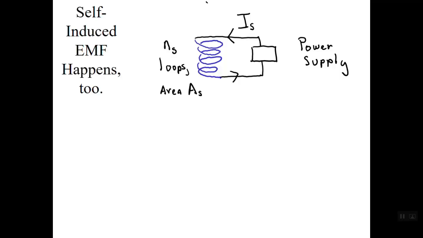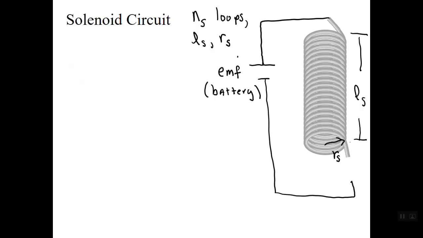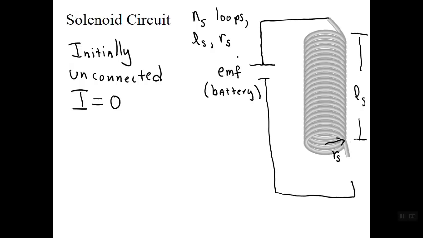To do so, let's look at the special case of multiple conducting loops in a solenoid that's part of a circuit. Let's assume that the solenoid has N_S circular loops of radius R_S, and the total length of the solenoid is L_S. We'll assume that there is an EMF, say a battery, in the circuit, and that initially the circuit is unconnected, so the current I in the circuit is 0.